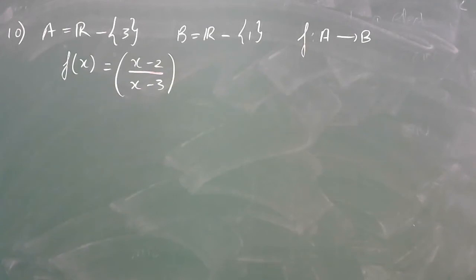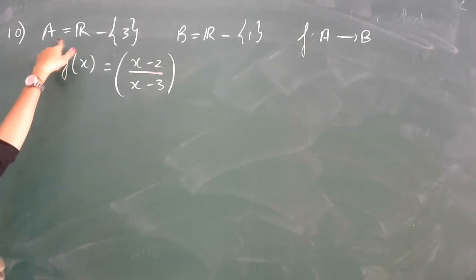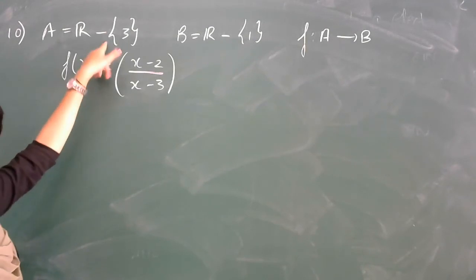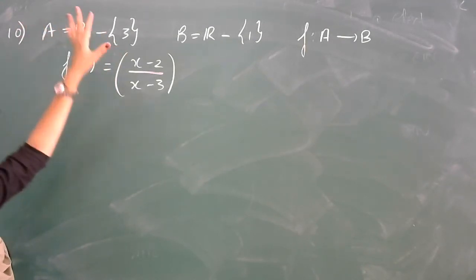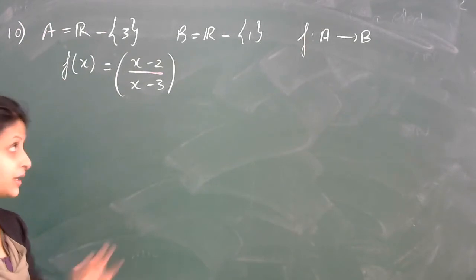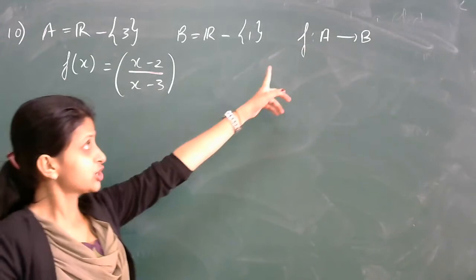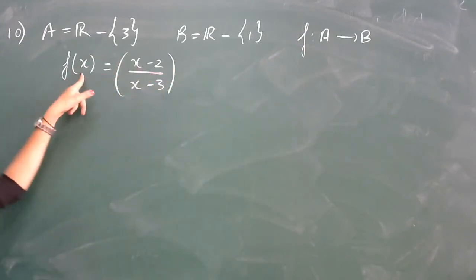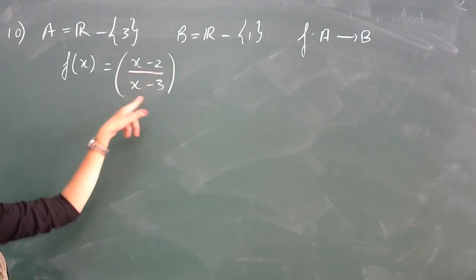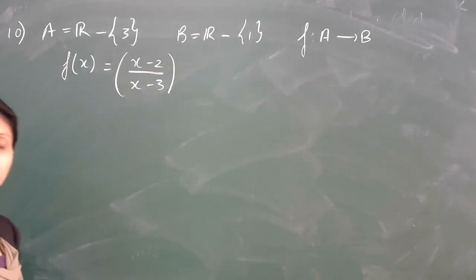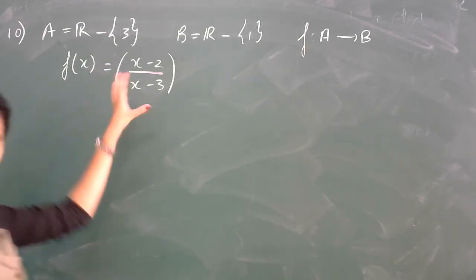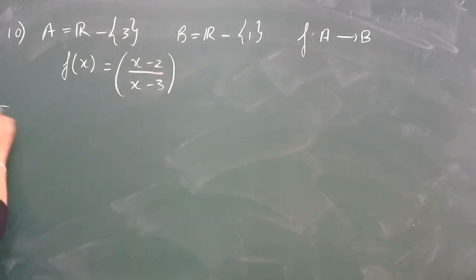So see here, students. Here set A is nothing but the set of real numbers minus 3, meaning it contains all the real numbers except 3. And my set B contains all the real numbers except 1. The function f from A to B is defined as f of x is equal to x minus 2 divided by x minus 3. Now we need to check whether it's 1-1 and onto. So let us check it generally, students. Why? Because it is a general arbitrary function, right? So let us check it generally.